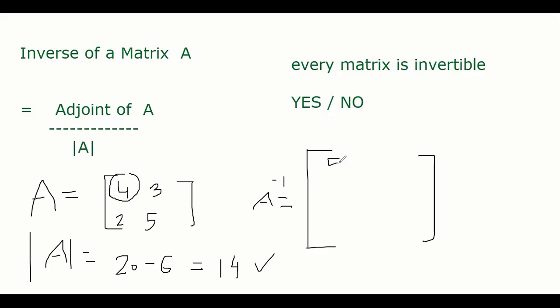What is cofactor of 4? 5. What is cofactor of 3? -2. So -2 will write here. Transpose, right? What is cofactor of 2? -3. What is cofactor of 5? 4. ये तो हमारा हुआ adjoint. Divide by determinant value. Either write 1 by 14 outside or write by 14 here. Does not matter. Whichever way you do.